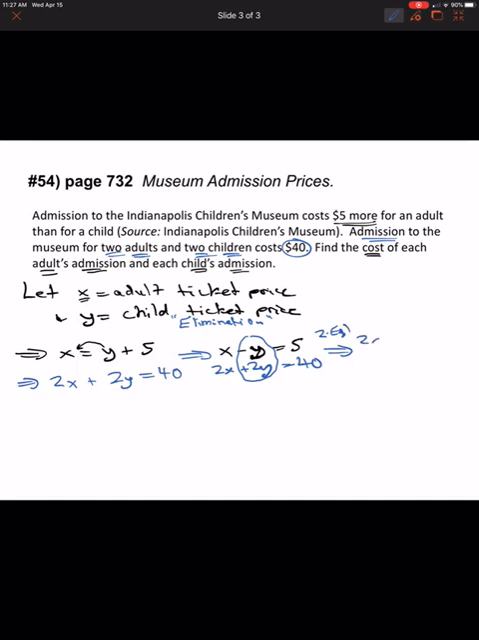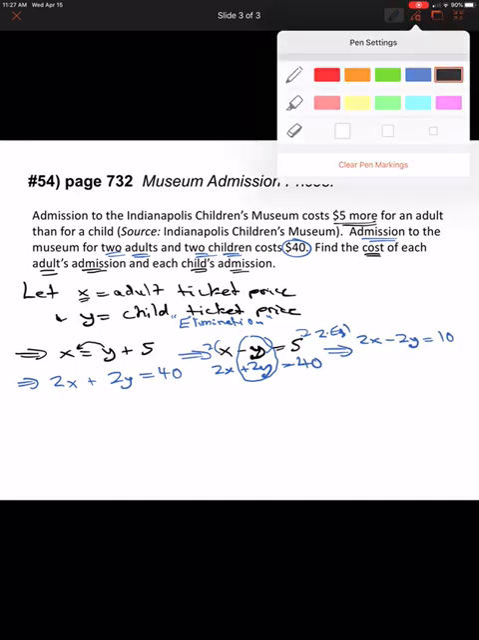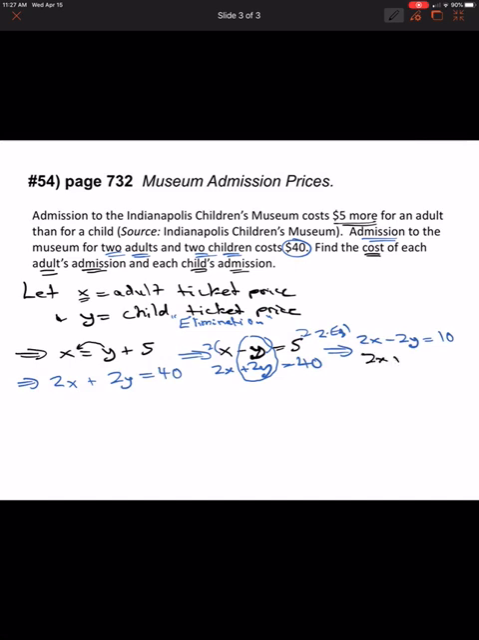So it'll give us 2 times x, 2x. 2 times negative y is negative 2y. 2 times 5 is 10. So again, multiplying both sides by 2, that's making the coefficients opposite of each other. So now we've got two equations. Bottom equation is 2x plus 2y equal to 40. We add those up, what happens? The y terms eliminate. We get 4x equal to 50.